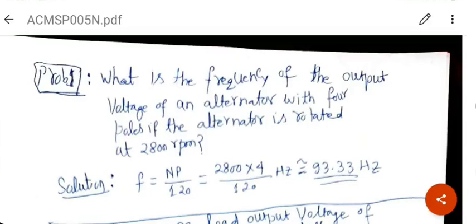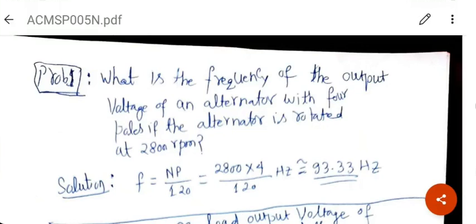Some sample problems which will illustrate the physical concepts that we have been looking at regarding AC machines. Problem number 1 in this document is extremely simple. You simply apply the equation to figure out the frequency. What is the frequency of the output voltage of an alternator with 4 poles if the alternator is rotated at 2800 RPM? Simple enough. Hopefully there is no mistake in my calculations. 93.33 Hertz is the answer, approximately.